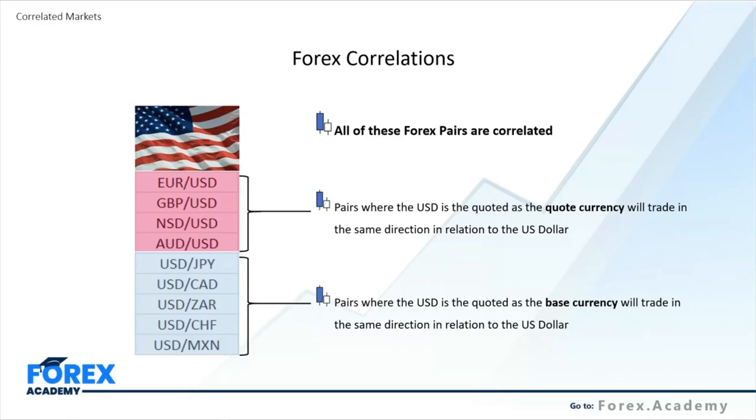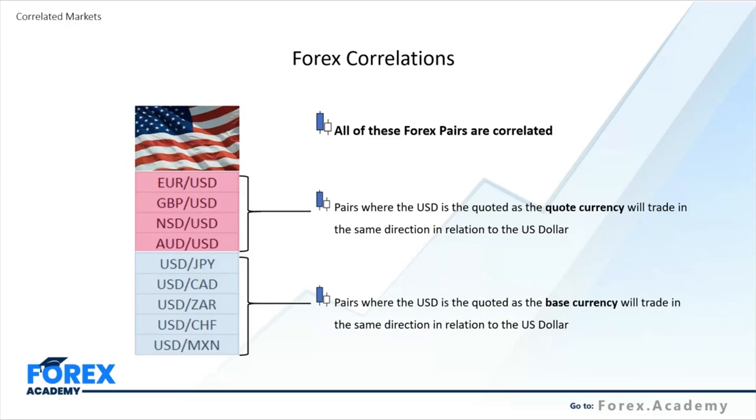So in red there, when we see strong moves in the US dollar, supportive of US dollar strength, we will see these markets trade to the downside. And below in blue, pairs where the US dollar is quoted as the base currency will trade in the same direction in relation to the US dollar, to the upside. So if we see a strong move supportive of US dollar strength to the upside, all of these currency pairs, given that the US dollar is the base currency, will trade to the upside.